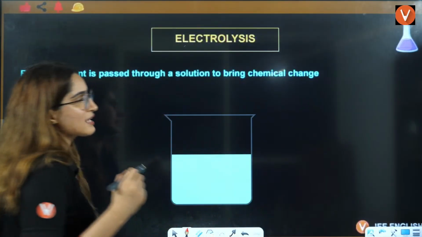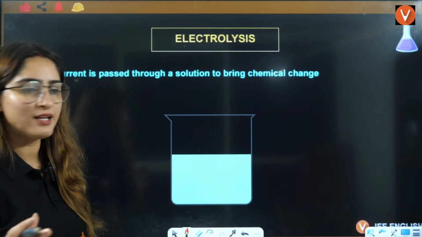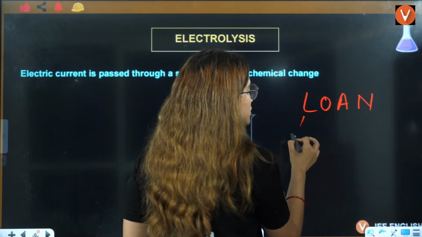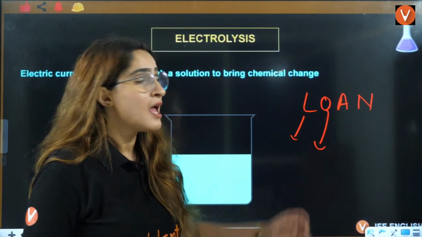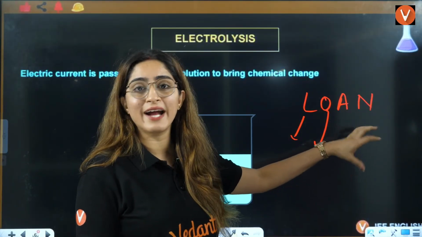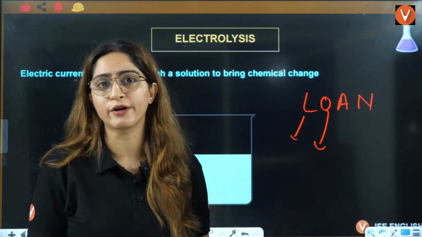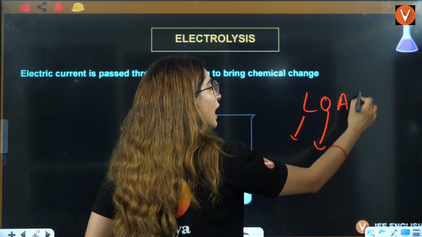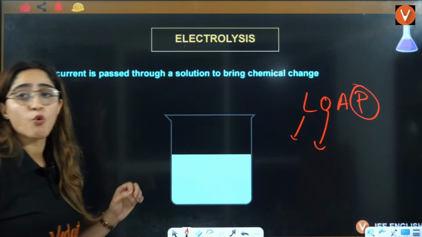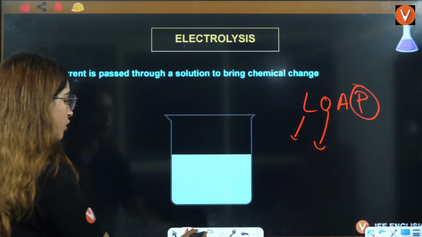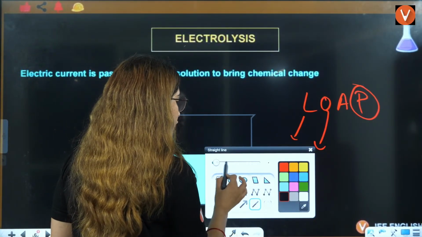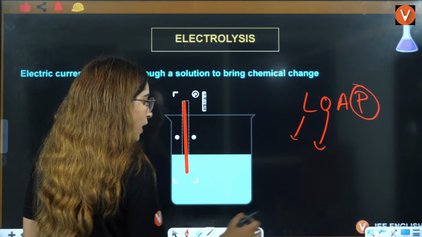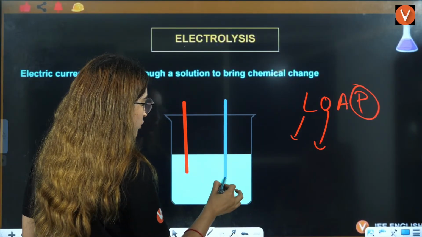As I told you, in an electrochemical cell, I told you about LOAN, that is loss of electron, oxidation, and oxidation is at the anode side, and the anode is negative. And in an electrolytic cell, you have LOAP, that means the anode is positive. So let's say I have one electrode here, that is the anode, and one electrode here, that is the cathode.